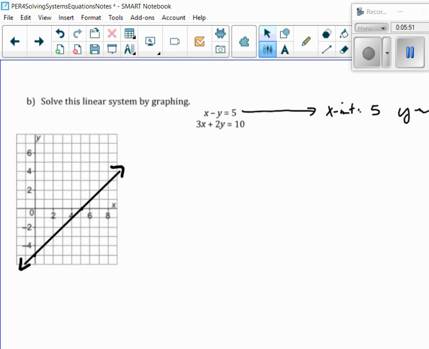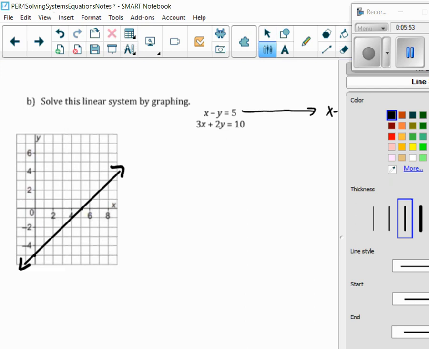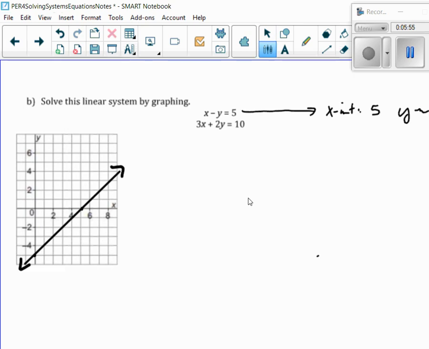Okay, next one. Should I graph this with the x and y intercept method? No, the 3 doesn't divide very nicely, so you'd be just a little bit estimating by doing it that way. So what's the best one to do? Slope-intercept? Okay, so how do I get this into slope-intercept form?